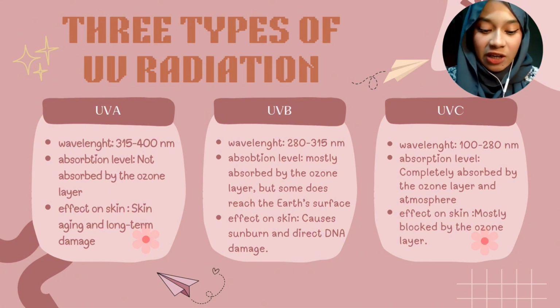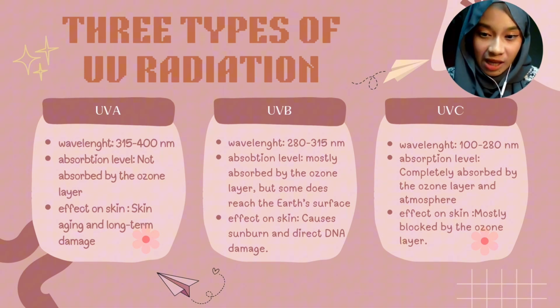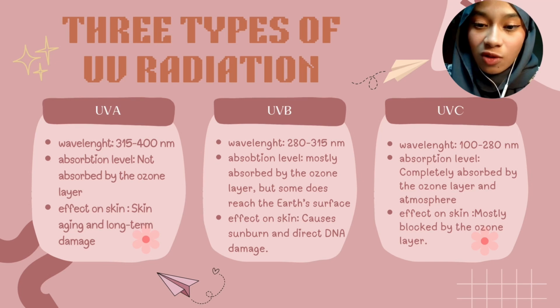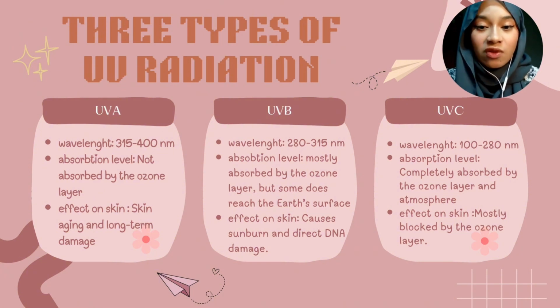This UVB can only penetrate the skin to the top layer, and the Earth's ozone layer stops some UVB rays from reaching the surface. UVA is not absorbed by the ozone layer, and UVA is the most common UV ray from the sun and the most dangerous. This UVA can penetrate the skin down to the middle layer.